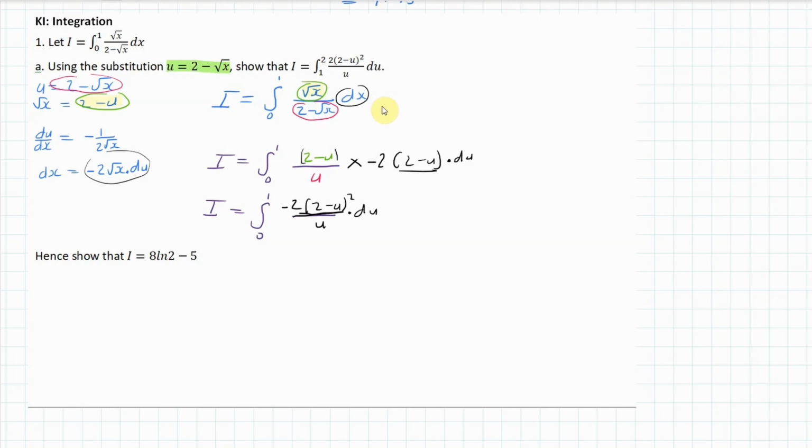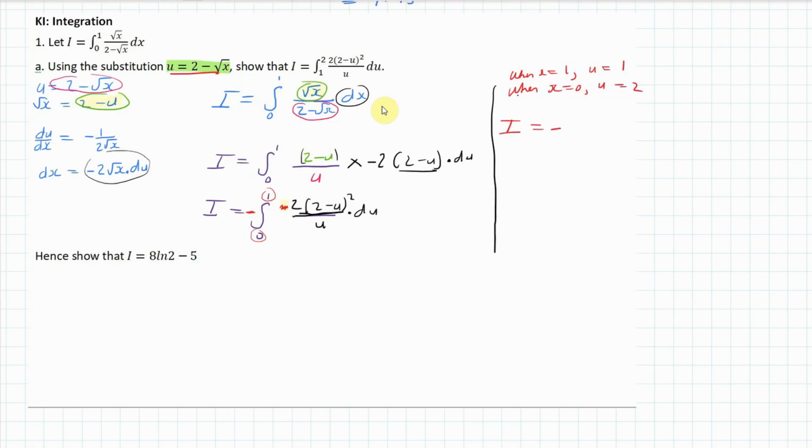You'll notice we've got this funny negative here. Now what I'm going to do in my next line is take that out. Perhaps first, I might change these limits. I'll take that negative and put it outside here for now, and I'll show you why in a second. Now, when x equals 1, u equals 1, and I'm using up here to help me, when x equals 0, u equals 2. So this will lead us to our next line.